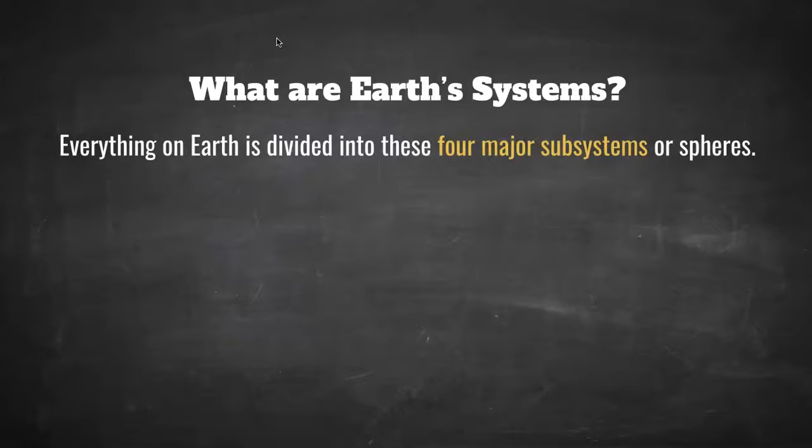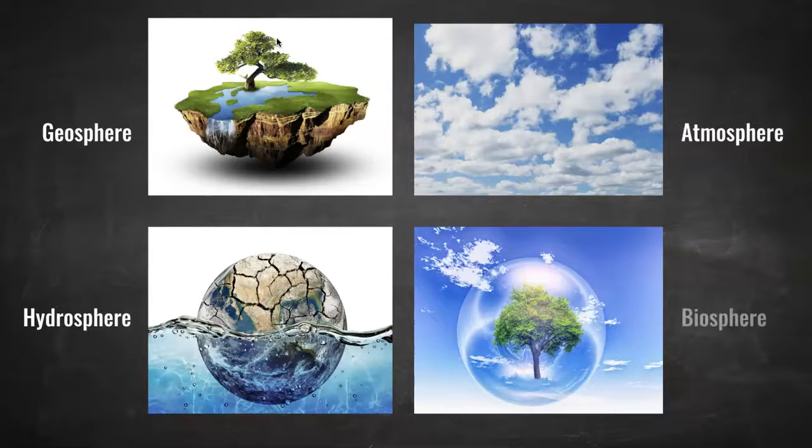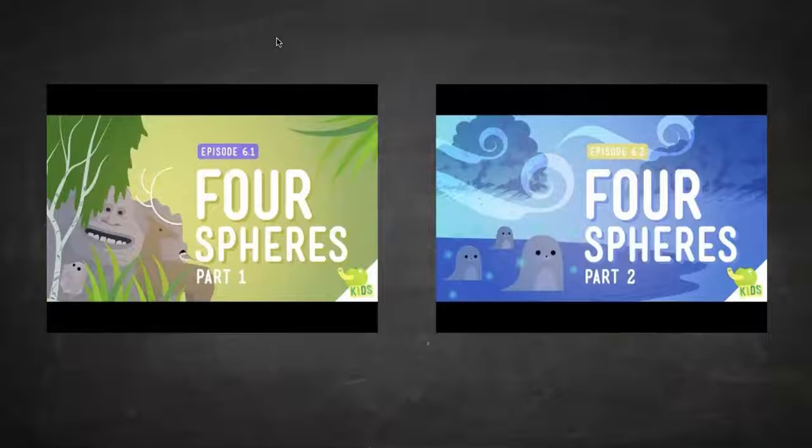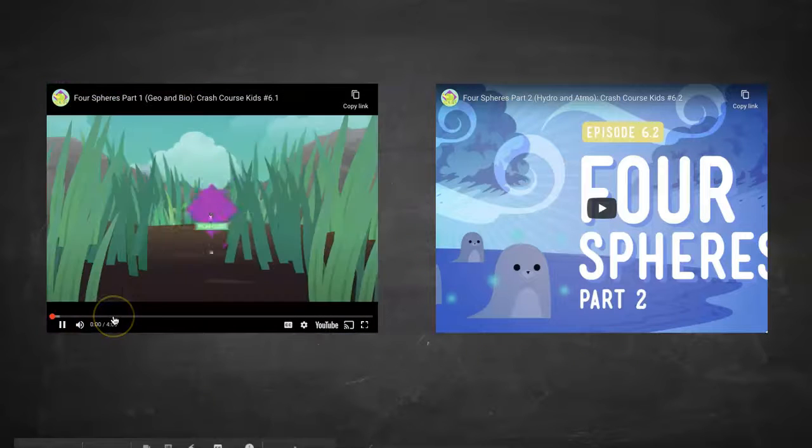Everything on Earth is divided into these four major subsystems or spheres. It's geosphere, atmosphere, hydrosphere, and biosphere. And geosphere is pertaining to land, atmosphere is the air, hydrosphere is water, and biosphere is all living things. So let's watch a quick video just to recap.